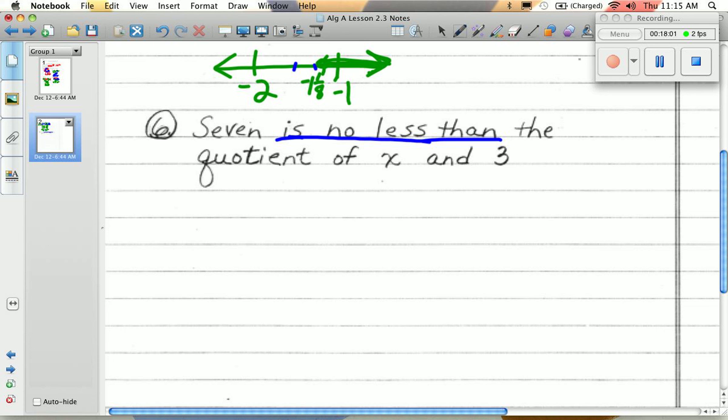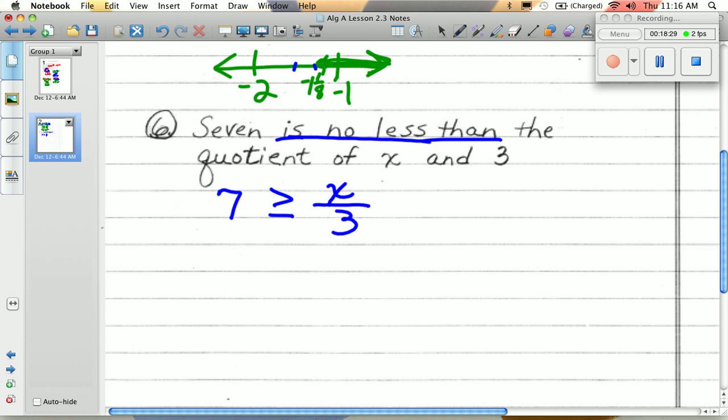Josh, what do you think? Okay, so we could start with our 7, and you're saying it should be is greater than or equal to? Is that what you're saying, Josh? Okay. The quotient of x and 3. Quotient doesn't mean addition. It's x over 3, x divided by 3.